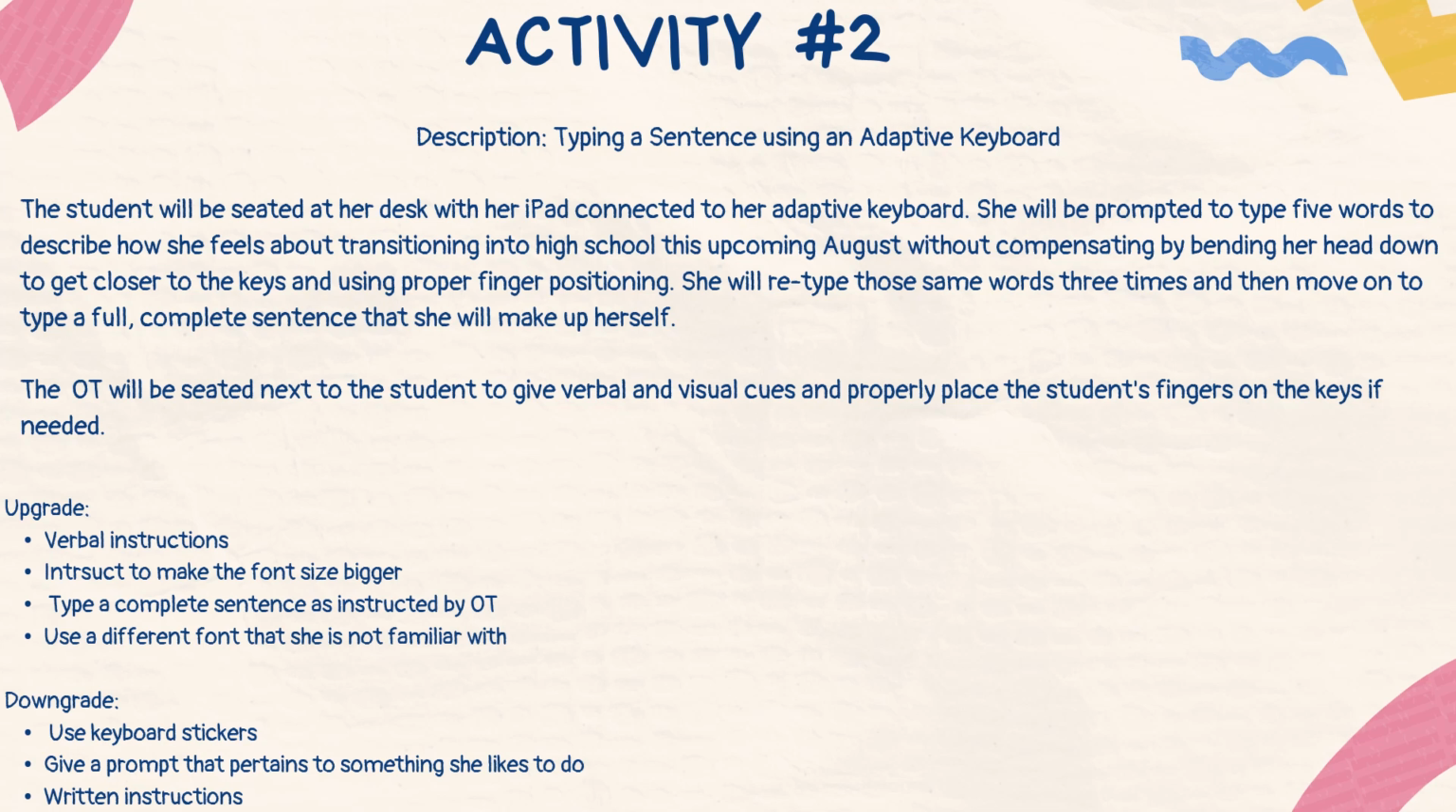Some downgrades: using keyboard stickers, giving a prompt that pertains to something that she likes to do, which I've already stated in this activity, how she feels about transitioning into high school. And you can give her written instructions, something that she can actually look at and type herself.